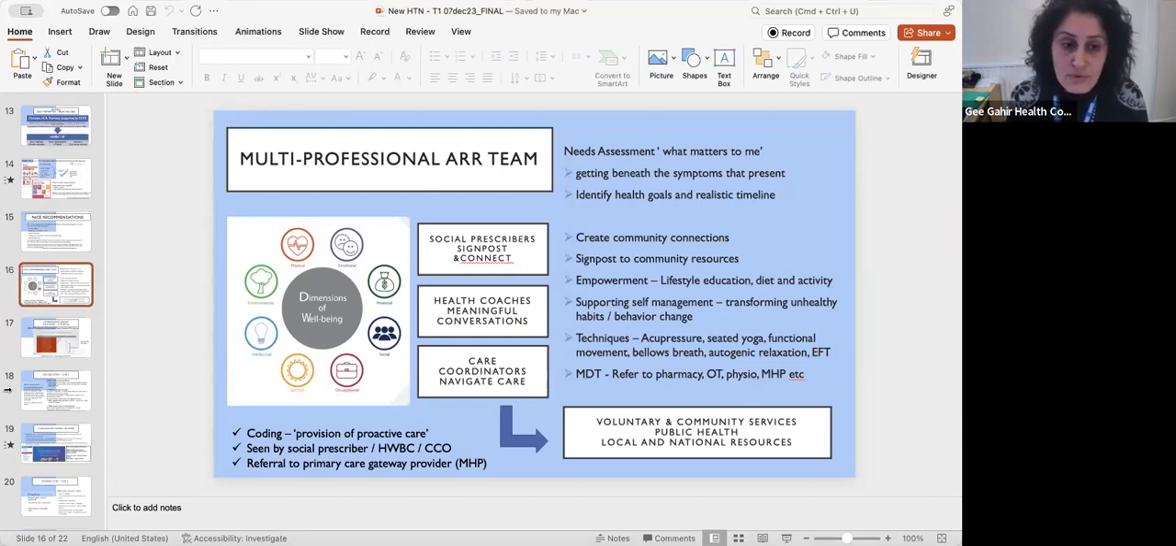The other thing that's really important for our roles to understand is the coding, SNOMED codes. How many of you use provision of proactive care? I know most of us use seen by, so it's seen by a health and wellbeing coach, seen by a care coordinator, or referred to a social prescriber, but what other codes are you instructed to use? Next slide, please.